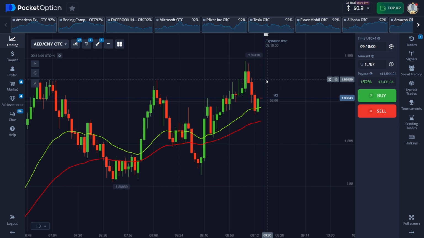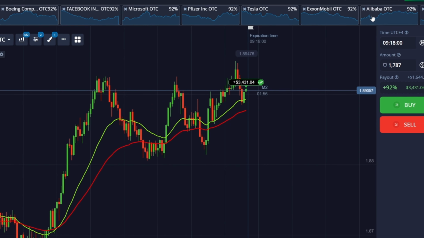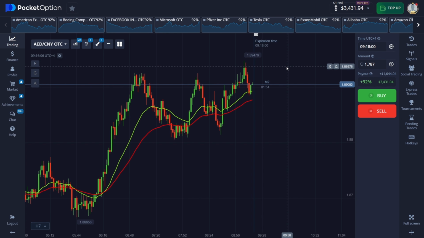With only a few seconds left, I won another trade in the compounding session. Now my balance is $3,431. So by starting with just $10, I made $3,431. That's a huge amount and a great profit.